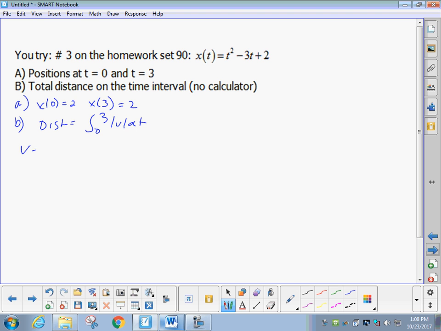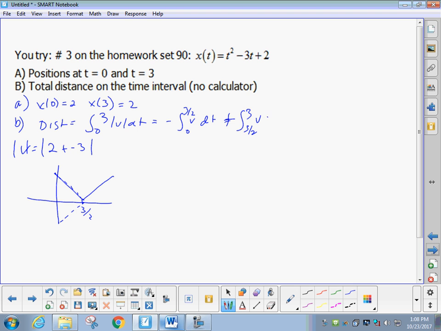So velocity is 2t minus 3. So the absolute value of velocity then would involve a graph that touches the x-axis at 3/2, got flipped up before that, and stayed positive after, right? Do you agree? Like that? Okay, so this absolute value integral is equivalent to two integrals: the opposite of velocity from 0 to 3/2 and the same as velocity from 3/2 to 3.